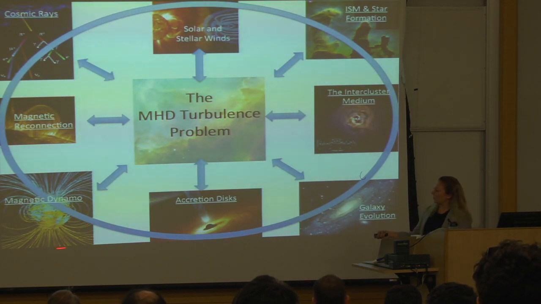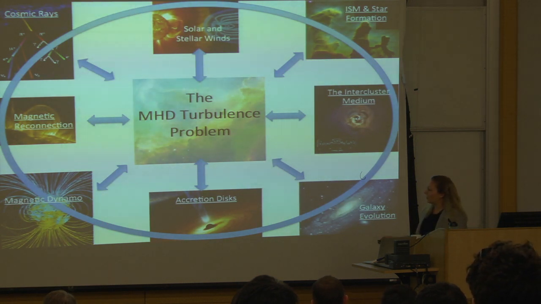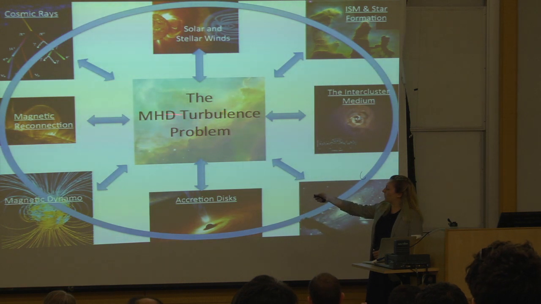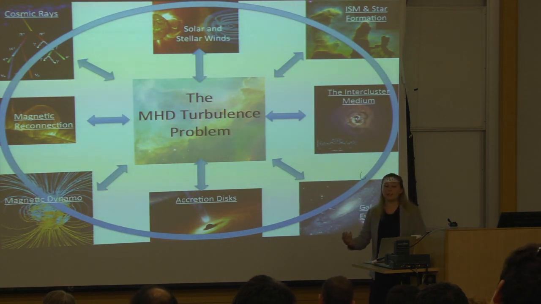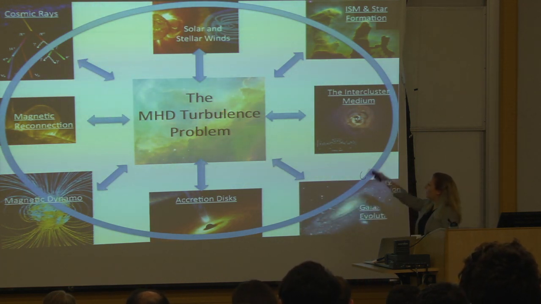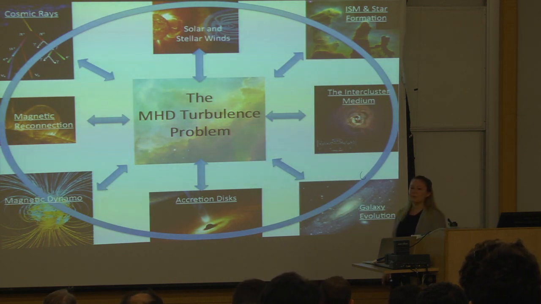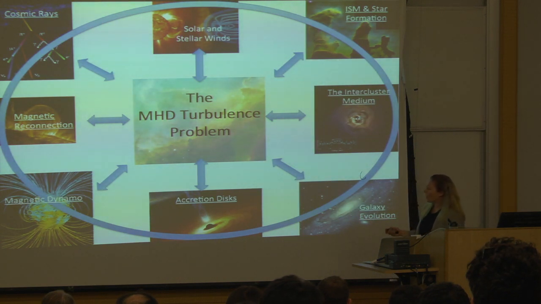There are also interesting effects related to magnetic fields and turbulence that connect to the solar dynamo, so the generation of magnetic fields in the sun or in stars. So you basically cannot ignore turbulence in magnetic fields if you want to explain these physical phenomena. And I've listed a couple of interesting problems that I like to think about and my group works on related to MHD turbulence here.